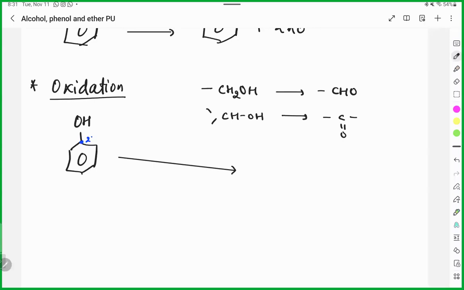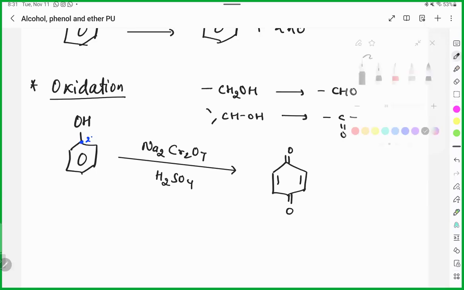And for oxidation, you need an oxidizing agent. That's why, like Na2Cr2O7, K2Cr2O7. But for oxidation, you need effort. Effort means H2SO4 should be added. And then what will happen? Multiple oxidation will happen. We have seen this somewhere. Sir, in the benzoquinone, where do we see it? Uses of haloalkanes, haloarenes, I think so. Correct.